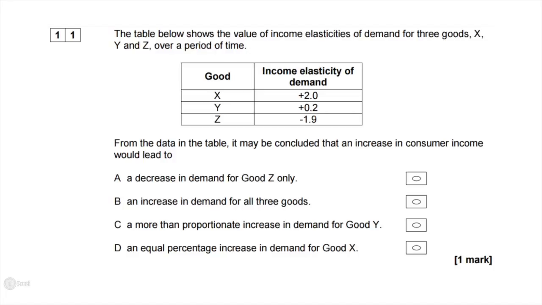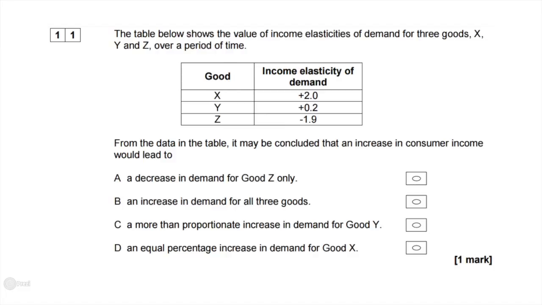Income elasticity of demand measures the proportional change in quantity demanded of a good with respect to the proportional change in income. If we have a positive value for income elasticity of demand, it means that as income rises, the consumption of this good rises as well. So we can see for good X and Y, we have a positive value, which means that as income rises, you consume more of these goods. Likewise, as income falls, you consume less of these goods.